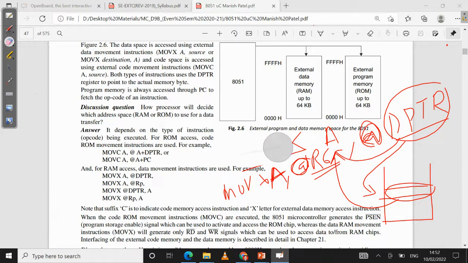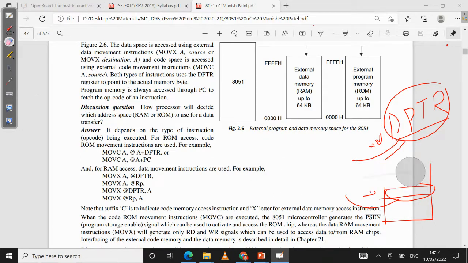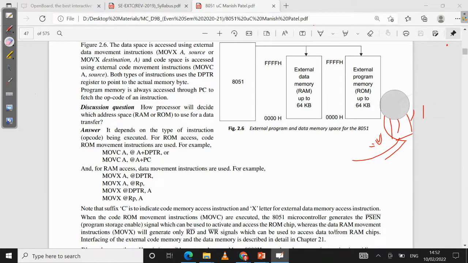So you have understood what is MOVX, what is MOVC, and the size of the memory of external RAM and external ROM, and DPTR is used to. One more conclusion. You can see the DPTR here. It means you can access your external ROM, you can access your external RAM by using the DPTR. So this clearly shows that the DPTR pointer can be used to access your external ROM as well as external RAM. Am I right?